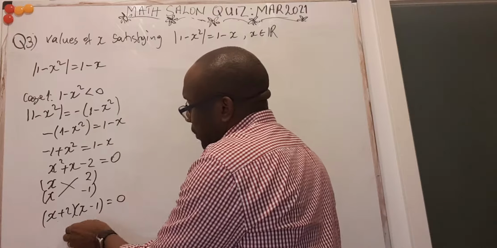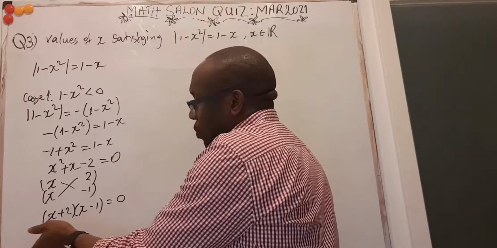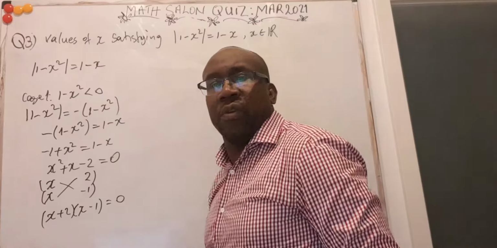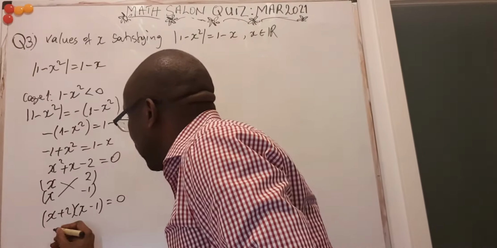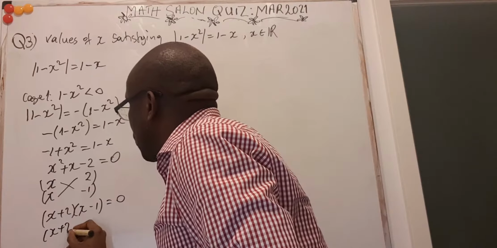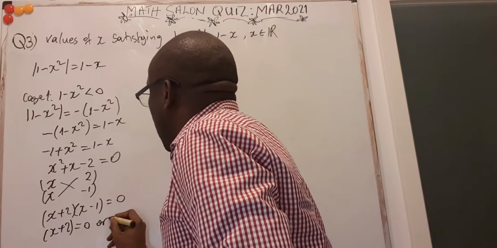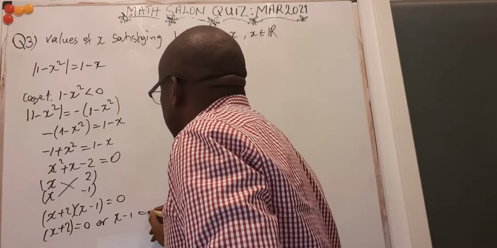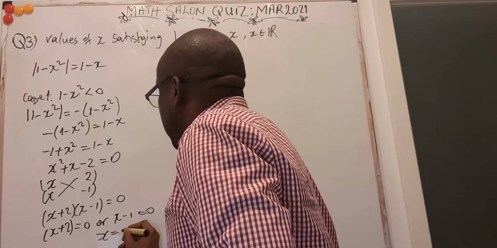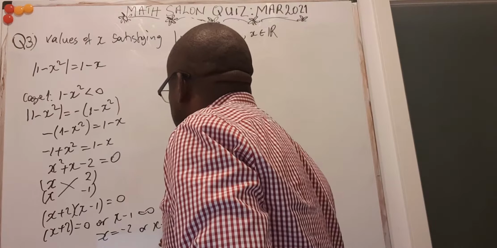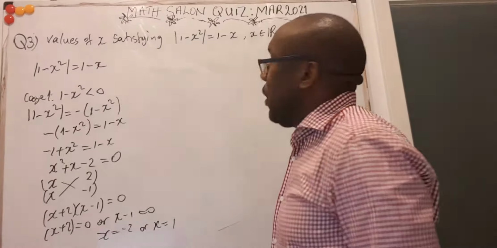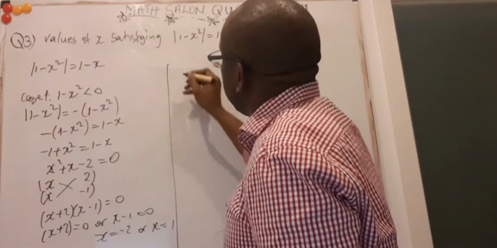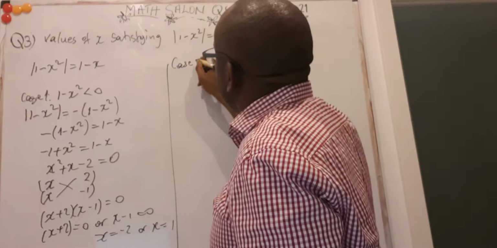If 2 numbers multiply to give 0, it means either one of them would be 0. So that means either x plus 2 is equal to 0 or x minus 1 is equal to 0. That means x is equal to minus 2 or x is equal to 1. We look at the second case. Case 2.